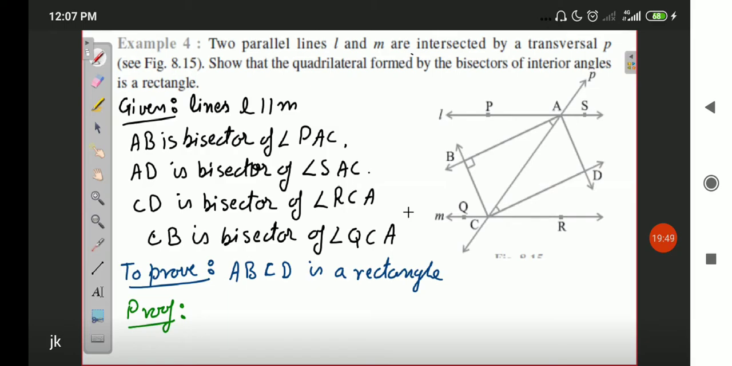Or there is another approach. There can be another approach to solve this question. If we directly prove that all the interior angles are 90 degree, then we can say that since opposite angles are equal, therefore this becomes a parallelogram. And already we have proven that all the interior angles are 90 degree. That means by default it becomes a rectangle. So we will be using that approach.